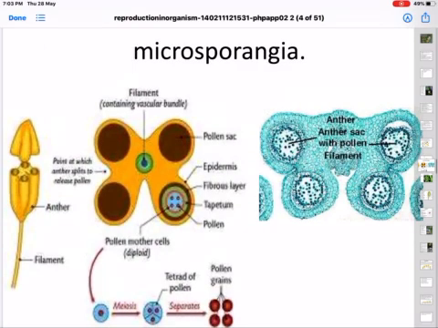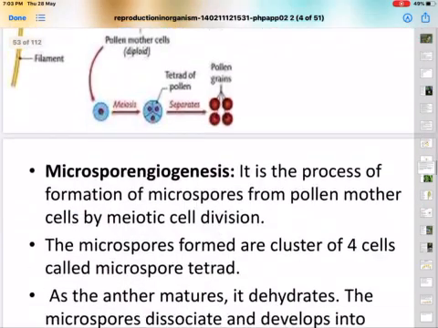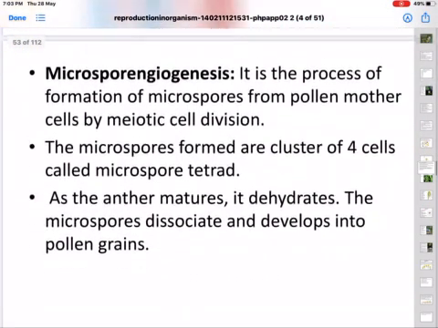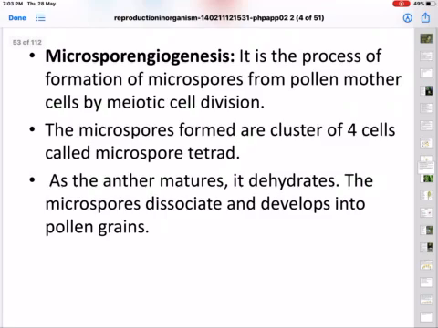You can see the structures here. So for the pollen grains, we can see the epidermis, and we can see the tapetum, the inner layer, and the tapetum provides nutrition to the growing pollen. And how does this happen? Through a process called microsporogenesis. It is the process of formation of microspores or pollen grains from the pollen mother cell by meiotic division.